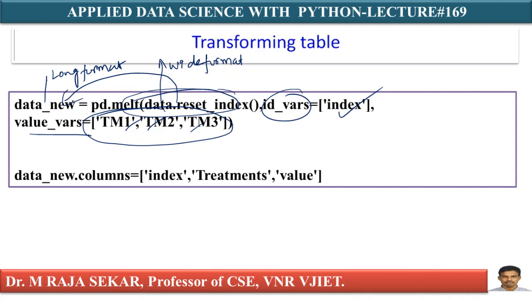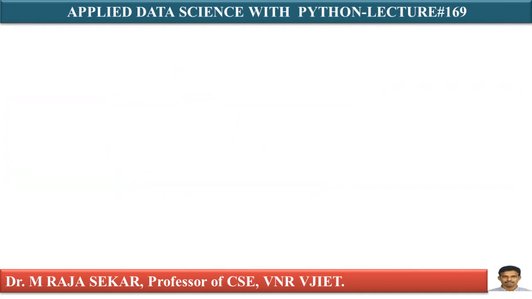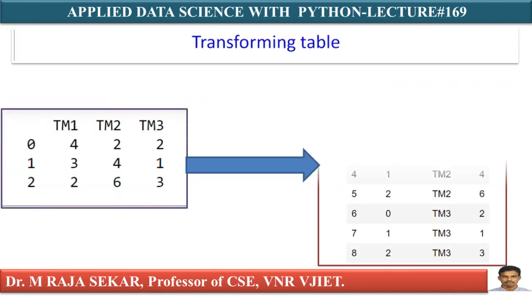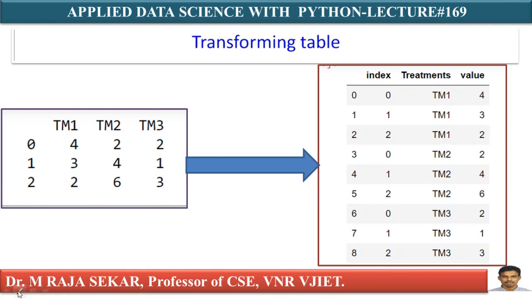data_new is my new data frame name or data object name. dot columns means I am adding column names. Which column names am I adding? My first column name is index, second column name is treatment, third column name is value. If I execute this piece of code, what will I get? This will be the desired output. My column names are index, treatments, values. Treatments means teaching methodologies, values means marks obtained by the students.